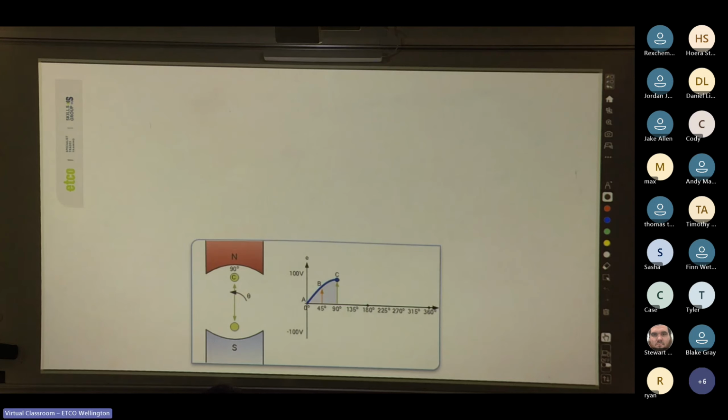But if we look at the actual generator waveform, we can see that it is not a flat line, it's humped. So we get lumpy or pulsating DC from a DC generator. Any questions about this so far?